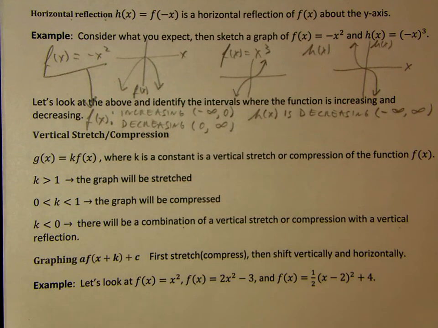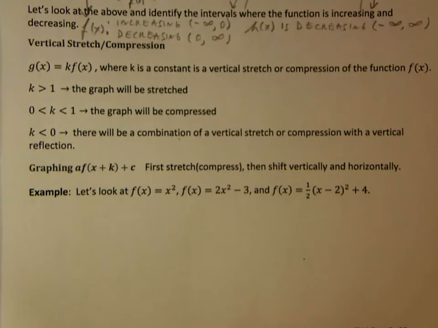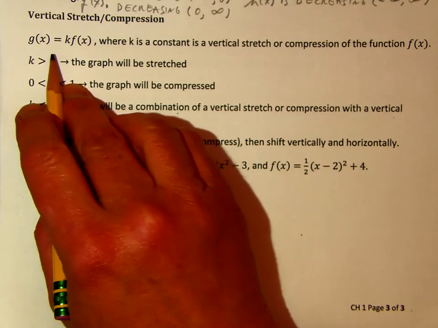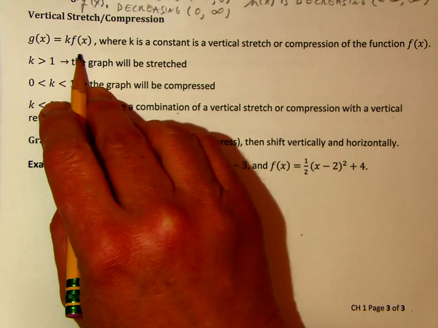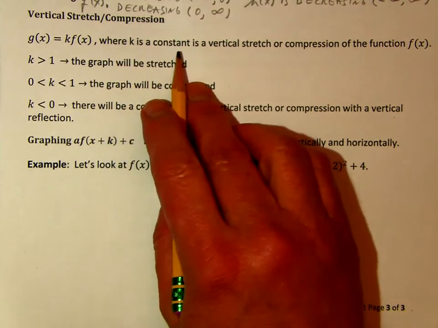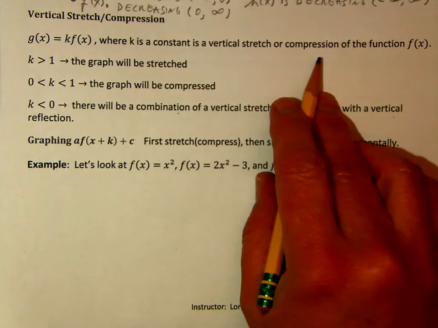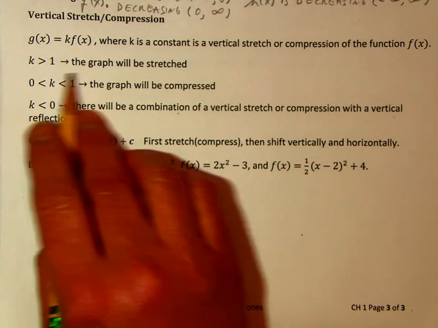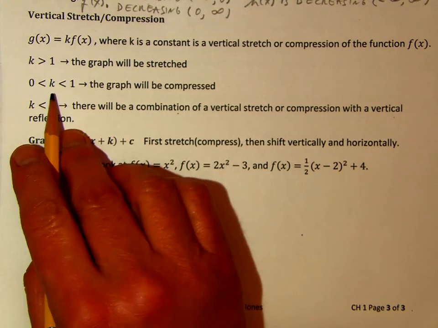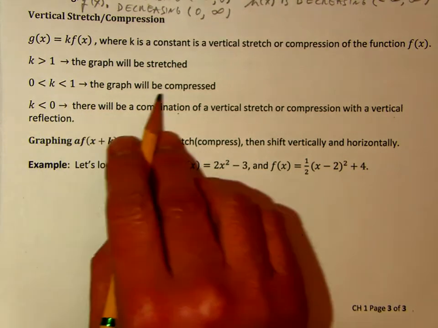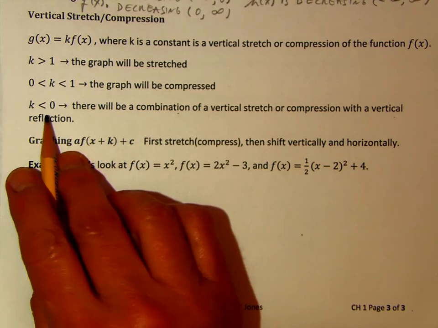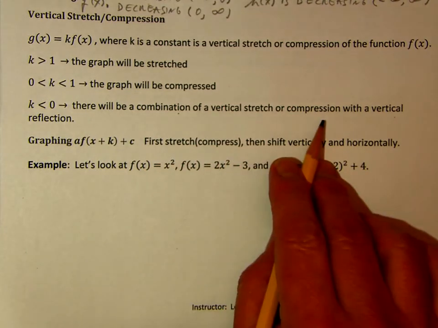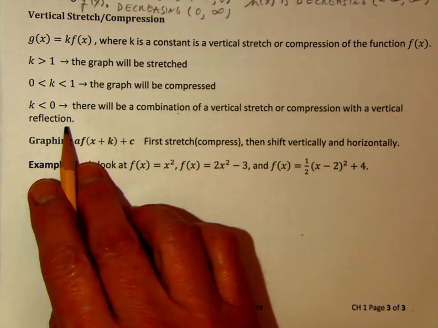Now we're going to take a look at vertical stretch compression. Suppose g of x is some constant times a function f of x. So k is a constant. This is a vertical stretch or compression of the function f of x. If k is greater than 1, the graph will be stretched. If k is between 0 and 1, then the graph will be compressed. If k is negative, there will be a combination of vertical stretch or compression with a vertical reflection.